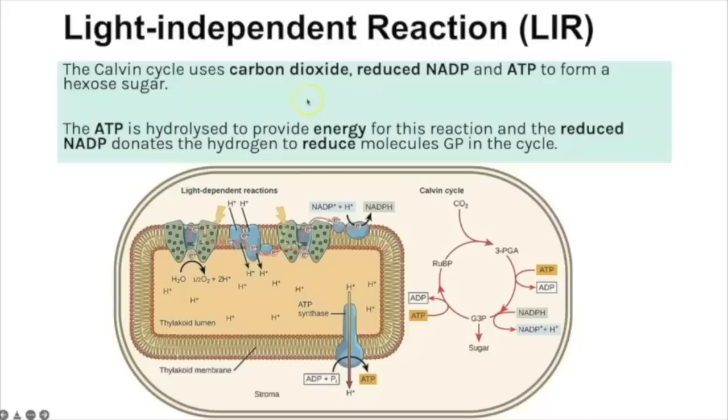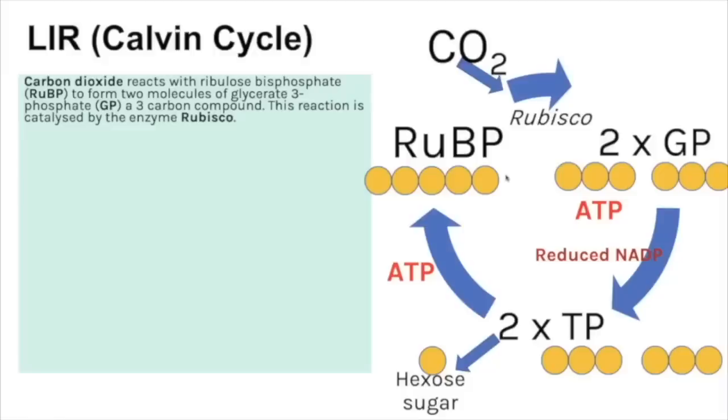Now, the Calvin cycle uses carbon dioxide as well as the two products from the light-dependent reactions, and we create a hexose sugar. The ATP that is needed is hydrolyzed to provide energy for the reaction, and the reduced NADP is used to donate the hydrogen to reduce the molecule GP within the cycle. So let's go through this cycle then.